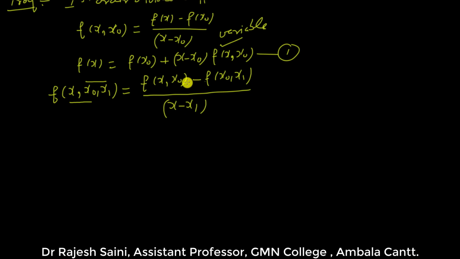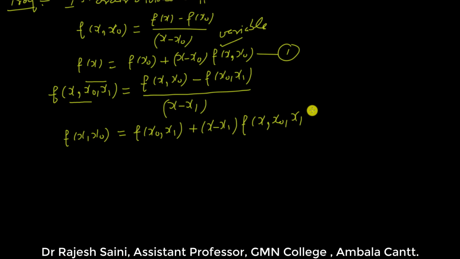Now we have to find the value of f of x, x naught, the first order divided difference involving the variable. I will keep it over here. This will multiply, go there, and we will take it on the left hand side. So this implies that f of x, x naught will be f of x naught, x1 plus x minus x1 times f of x, x naught, x1. Fine. So you have no option but to make it equation 2 and use 2 in 1.